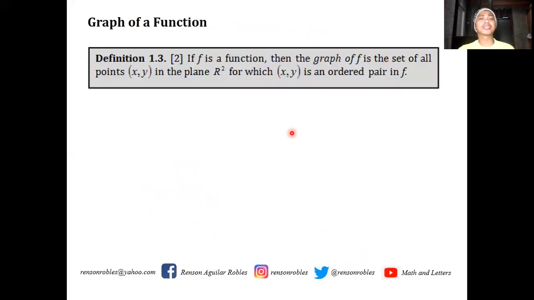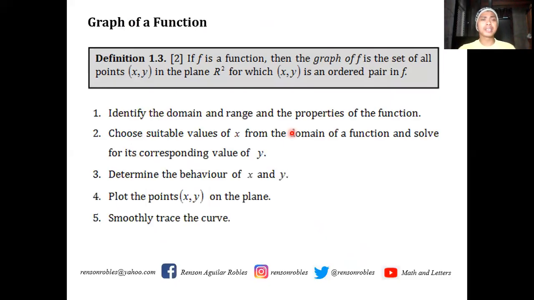For the graph of the function, we define the graph of the function as the set of all points (x, y) in the plane R squared, for which (x, y) is an ordered pair in f, that is, the locus of points. So to easily trace the graph of a function, I identify some 5 basic steps.